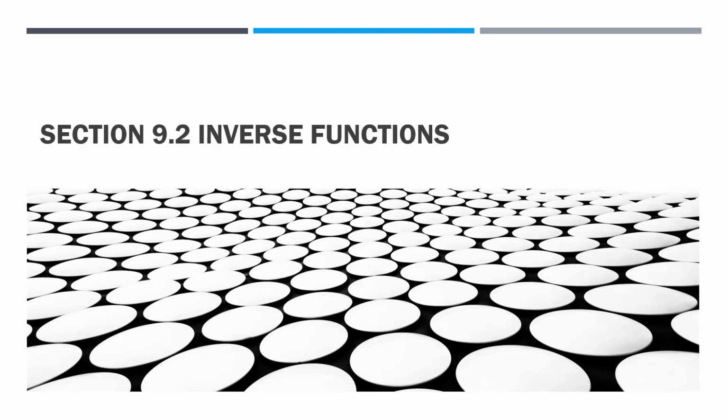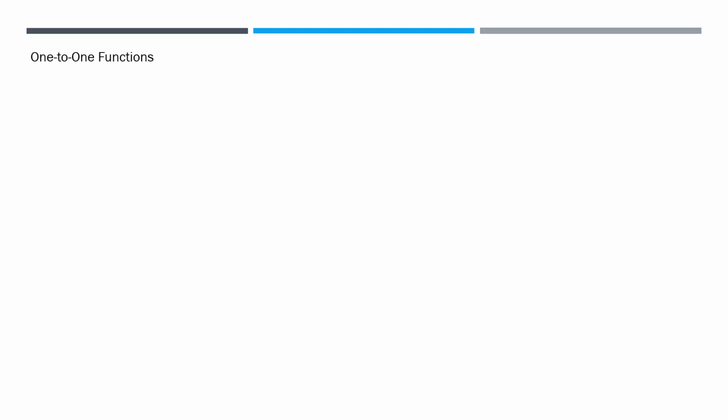Okay, so let's talk about inverse functions. Before we get there, we need to talk about a one-to-one function. Now, here's the deal. A one-to-one function, first and foremost, is a function. And remember the definition of a function. Every input has one output. That's a function.